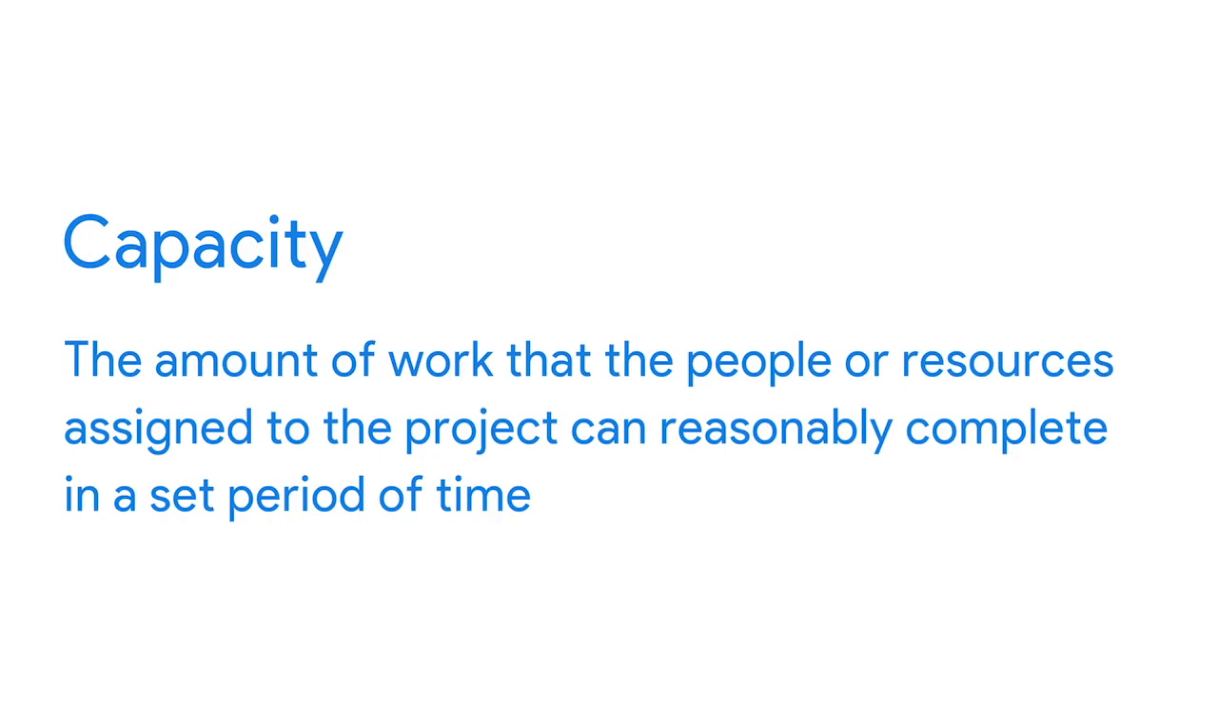First, let's define capacity. Capacity refers to the amount of work that the people or resources assigned to the project can reasonably complete in a set period of time. A person can only do so much, and it's important to keep in mind each person's capacity when assigning work. This is where capacity planning comes in.